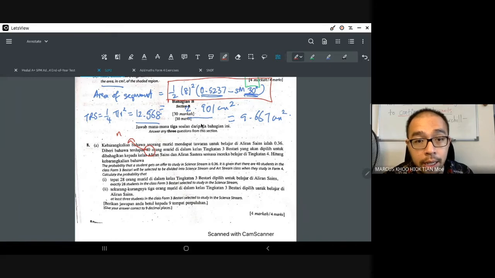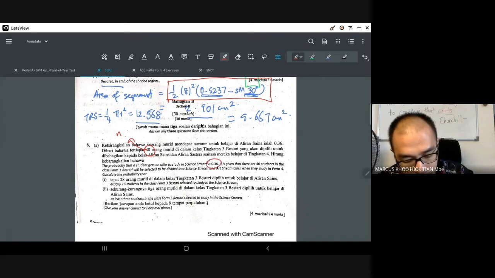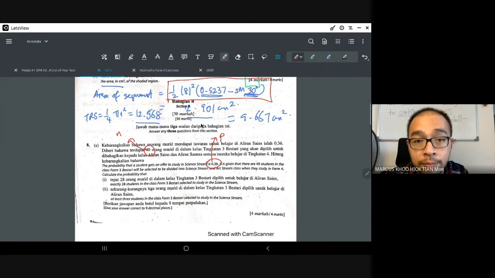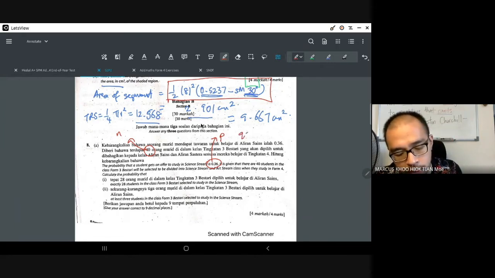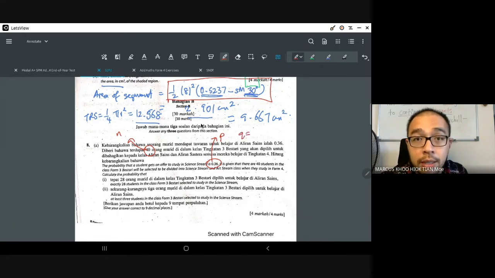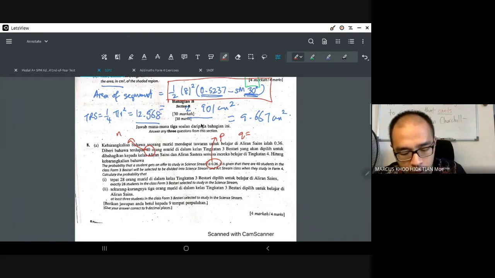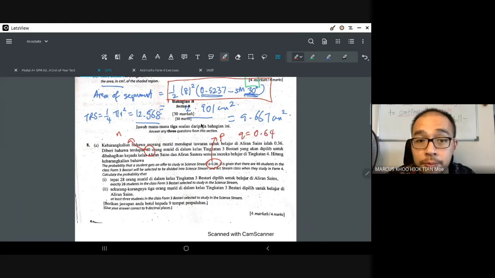Okay, and then he said the probability that he gets offered the science stream is 0.36. So let's assume that this is the p first. Okay, and from the p we can get the value of q. How do you get the value of q? Remember, p plus q equals 1. So if p is 0.36, q will be 1 minus 0.36, which is 0.64.